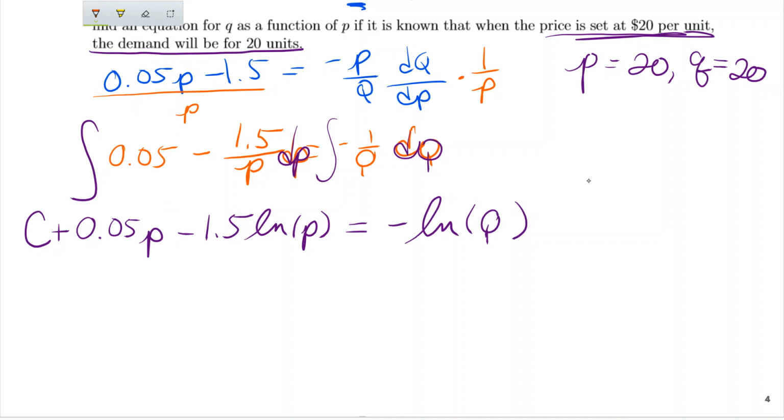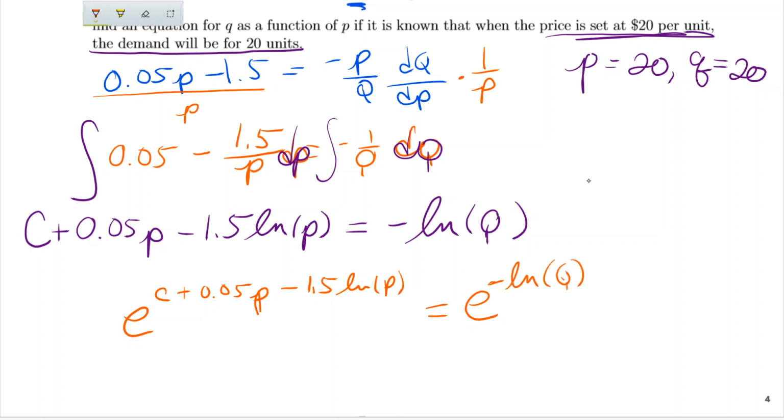Okay, so then to solve for q, we're going to have to do some exponentiating. So here you're going to get e to the c plus 0.05 p minus 1.5 the natural log of p, equals, oh man, the negative's in the way, e to the negative natural log of q. Uh-oh. I'm going to have to use some algebra to do this. I should have moved that negative over because that would have made this easier. That's okay though, we can still do this. It's not a big deal.